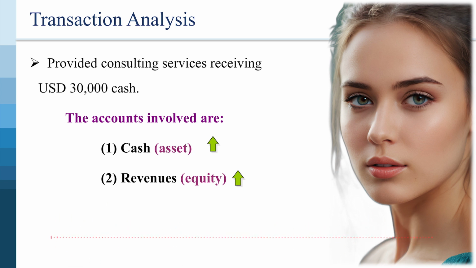Expanded book balances. To see the full effect, you would look at the company's books, accounting records. The cash balance would be increased by $30,000, and the revenue account would also show the $30,000 increase. This keeps the accounting equation balanced.